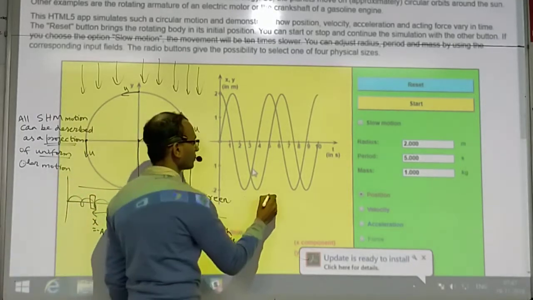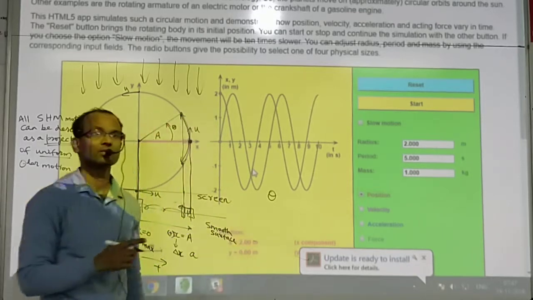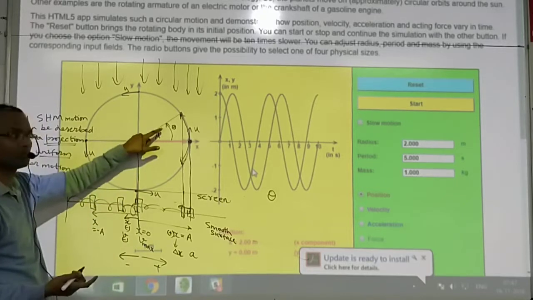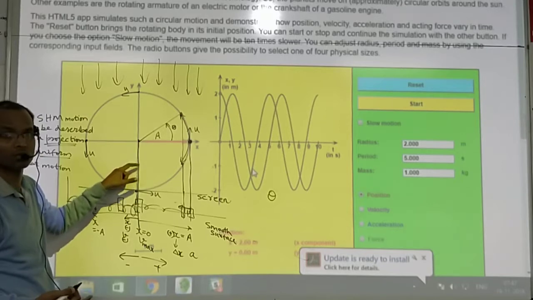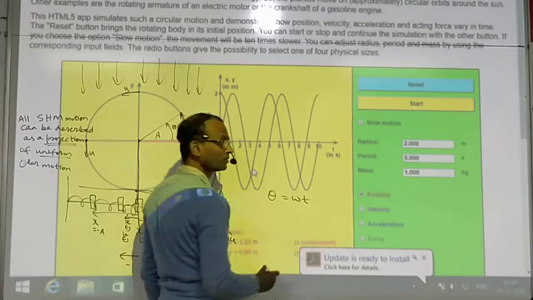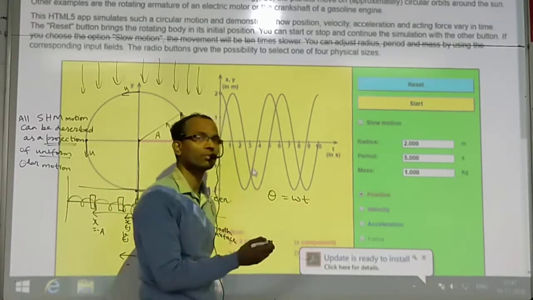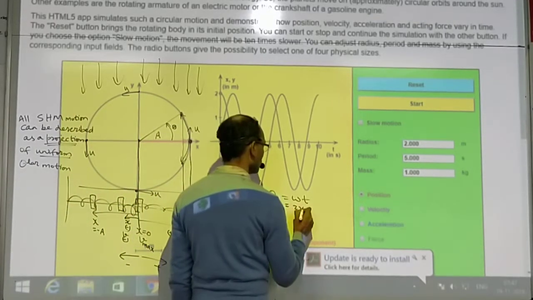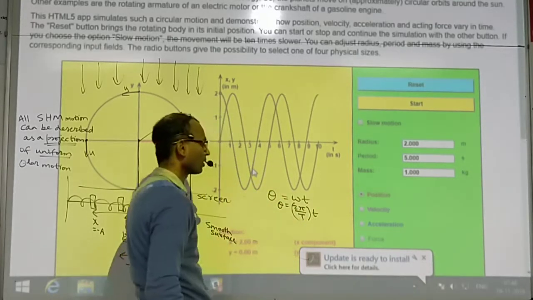So now, if theta is the angular displacement in time t, displacement is given by speed into time. So the angular displacement will be given by angular velocity into time. So theta will be given by omega t. But what is omega? Total angular displacement by total time taken. Agreed? So it will be 2 pi by time period into t.